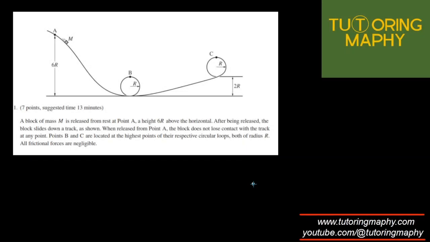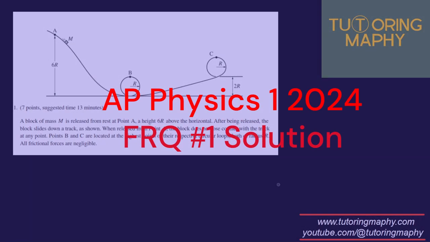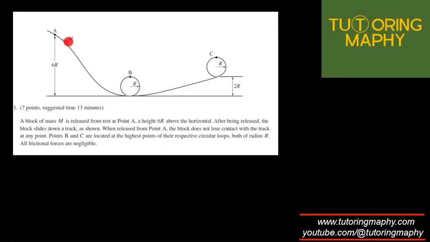Right, okay. Let's talk about question number one of the AP Physics 1 2024 actual exam. This one says that a block of mass m is released from rest at point A at a height 6r above the horizontal. After being released, the block slides down the track as shown.